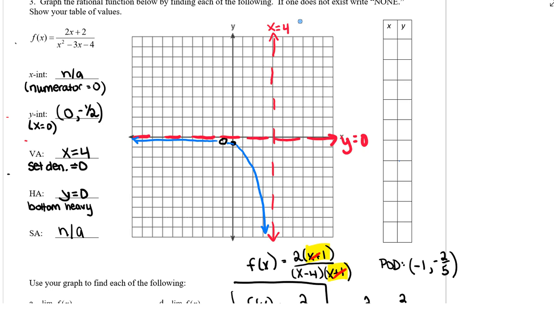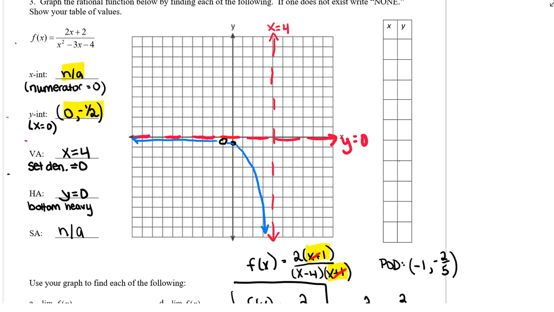You can cross a horizontal asymptote at a hole or at an x-intercept. We don't have any x-intercept. And the only hole that we had was at 0, -1/2, not on that horizontal asymptote. So we know that our graph, in this case, will not cross that horizontal asymptote. So there's what our graph looks like to the left of x equals 4.